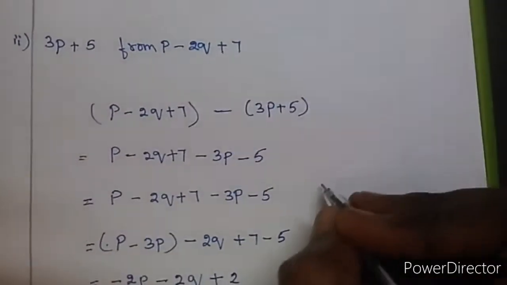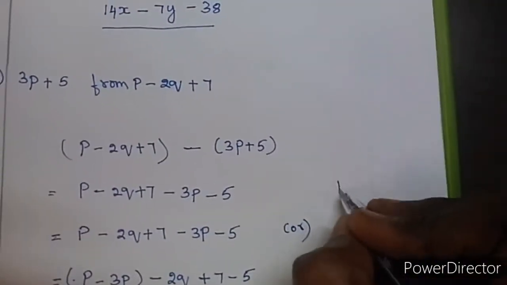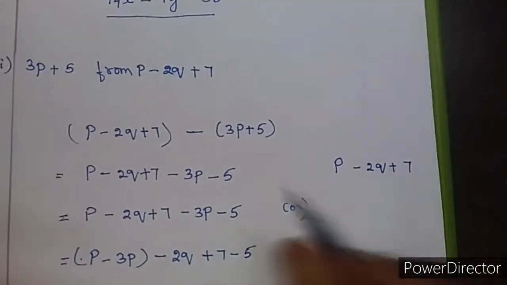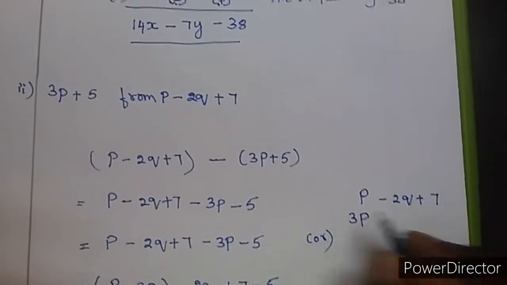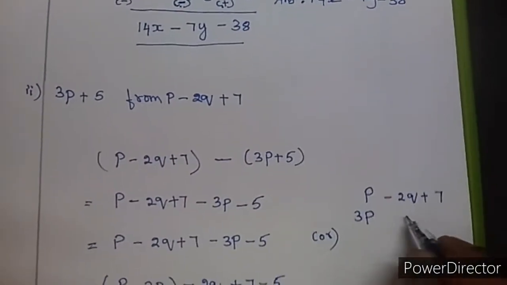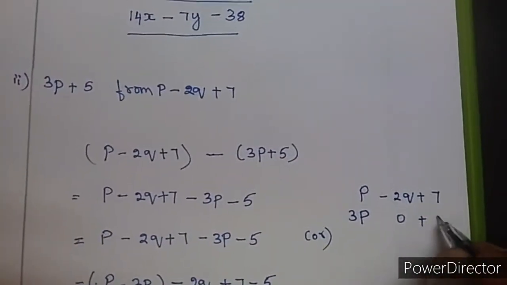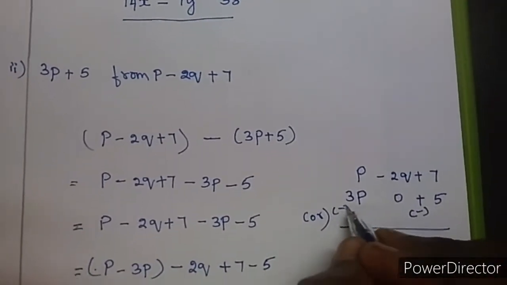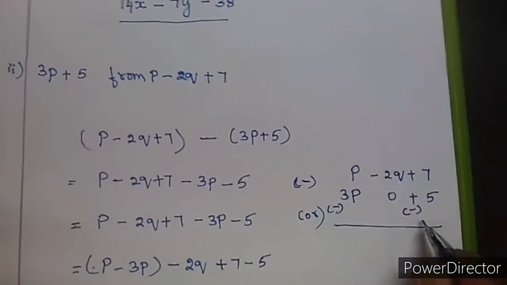Instead of this, one more method, we'll try that also. Arrange the expression P minus 2Q plus 7. Now we have to subtract. The second expression is 3P. Under the P you have to write 3P. Q is not there, so we can assume that as 0, and plus 5. Just take and arrange, and try to change the sign. We have to subtract these two expressions, so you have to change the sign.